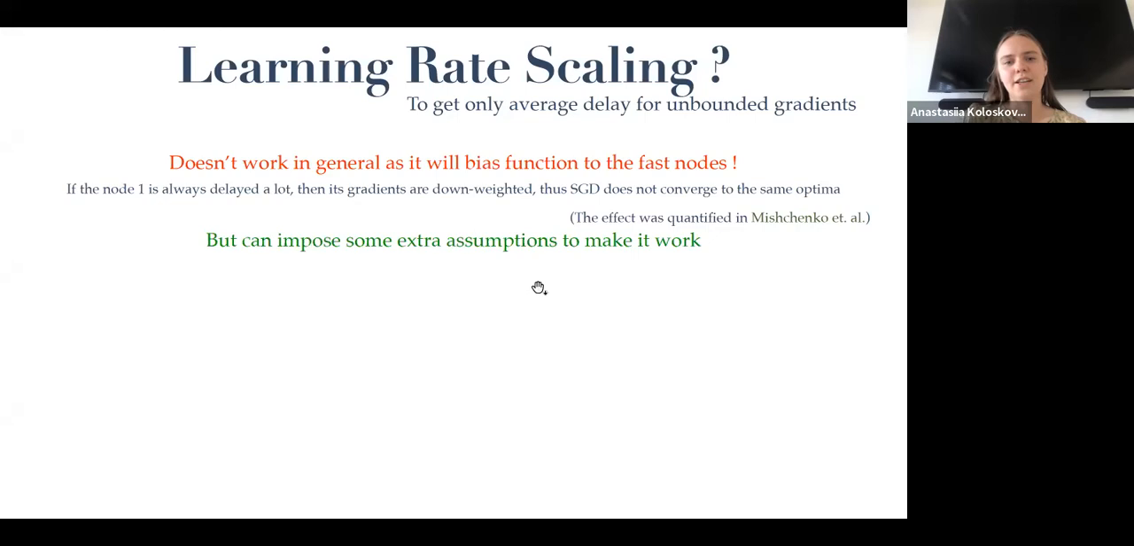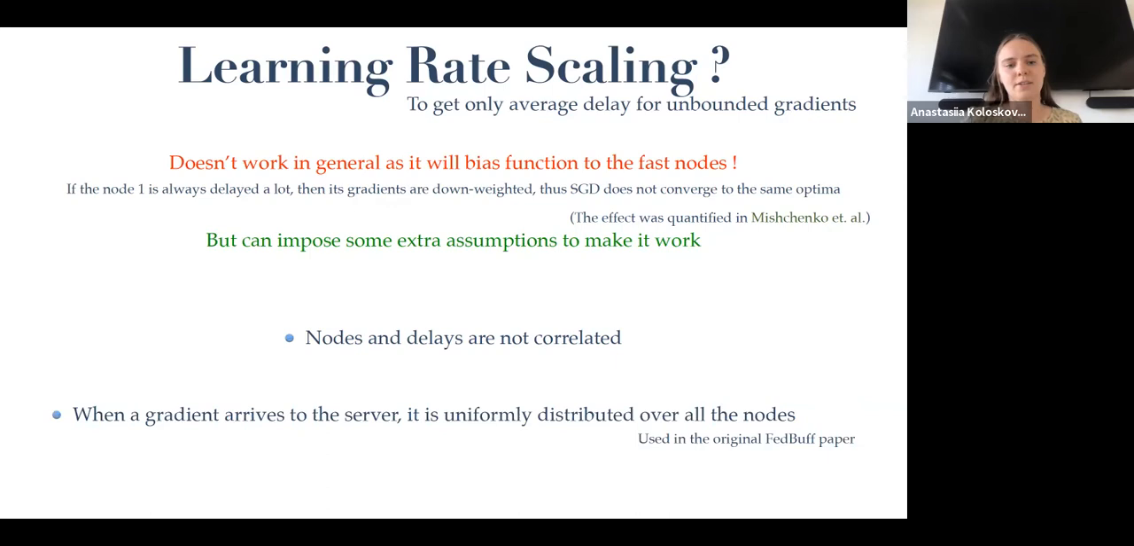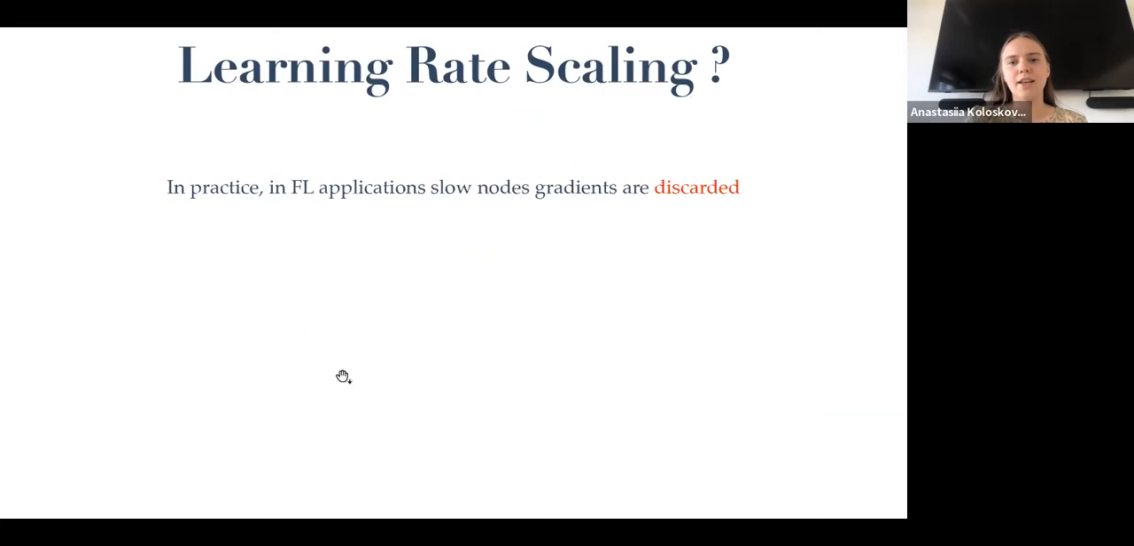We can have some extra assumptions to still make it work. For example, if indexes and delays are not correlated, then of course we can apply this. Or if we assume that we have so many nodes that once a gradient arrives at the server, the client of this gradient is uniform over all nodes, then we can also apply delay adaptive step sizes and still converge to the true optimum.